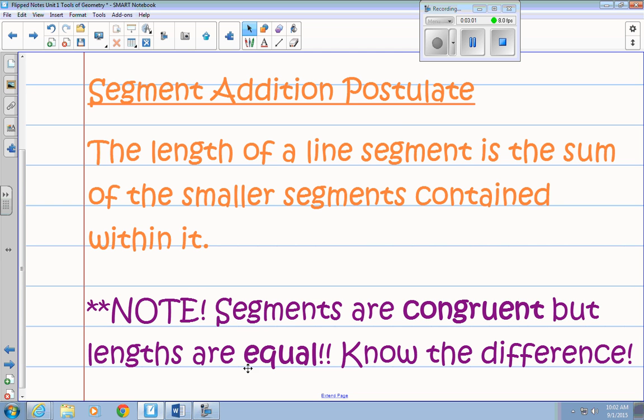But if we're talking about equal, we're referring specifically to their measurements. So if I say that two line segments are equal, then I'm saying that the measurement of one line segment is equal to the measurement of the other. So when we talk about equality, we need units. When we talk about congruency, we're only referring to its shape and size, no specific numbers. So please make sure that you make a note of that and you use the congruent symbol and the equal symbol properly on your tests and quizzes and things.